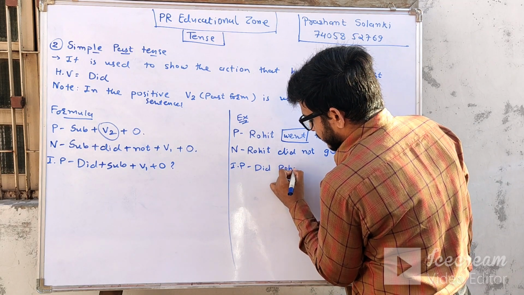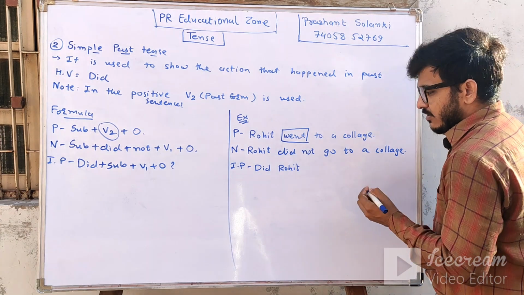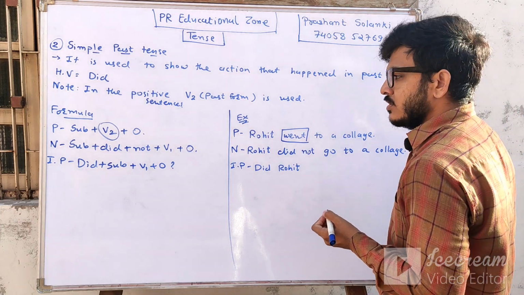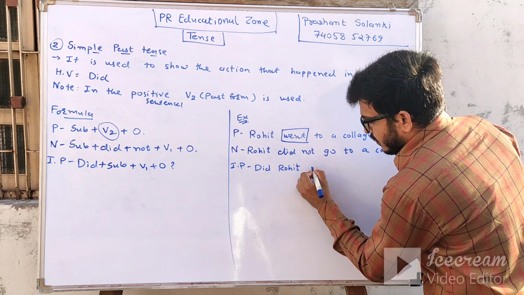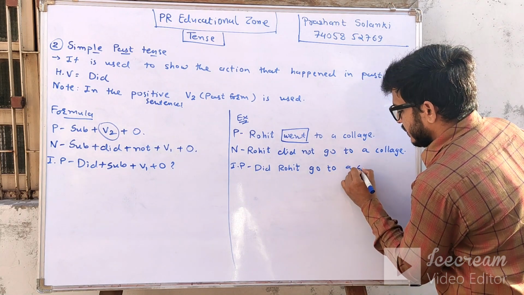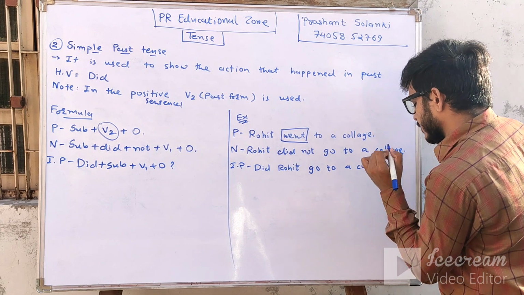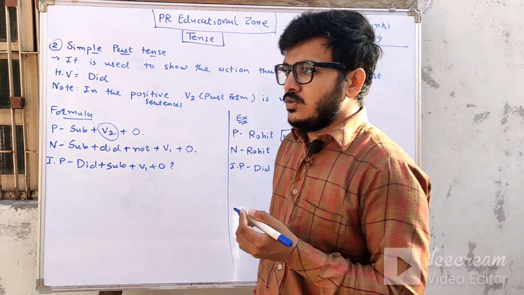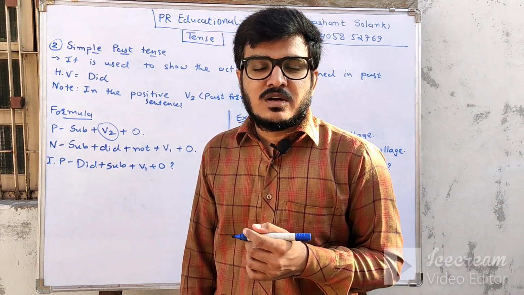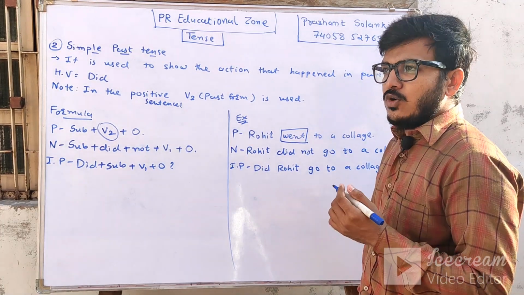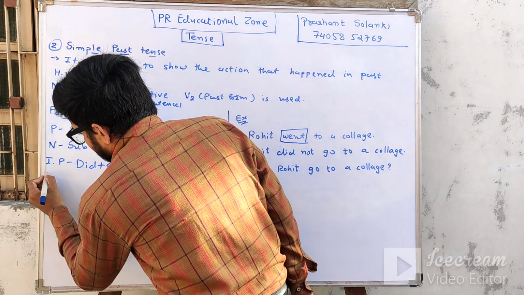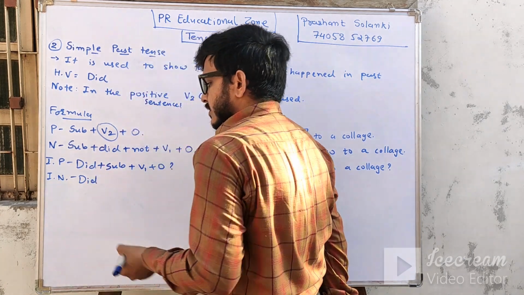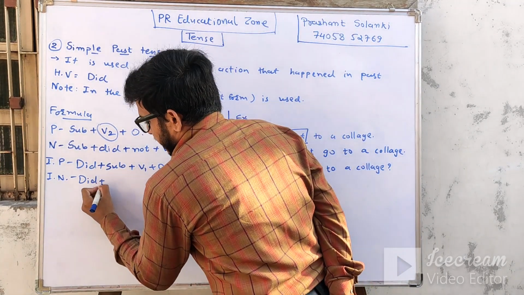Did Rohit go to a college? Interrogative positive and interrogative negative sentences give the answer only in yes or no. If Rohit had gone to the college, the answer is yes, and if not, the answer is no.